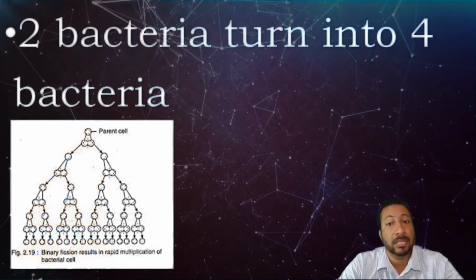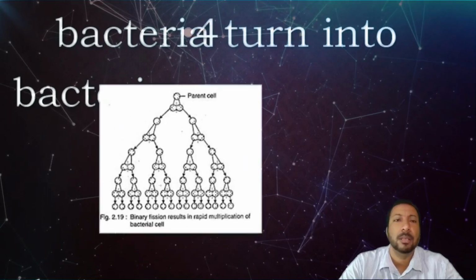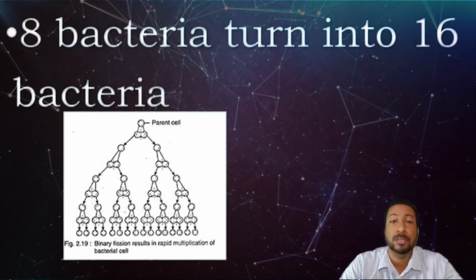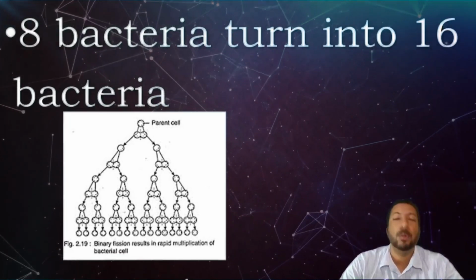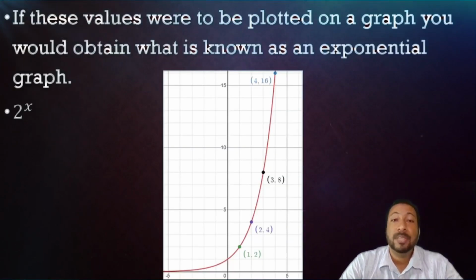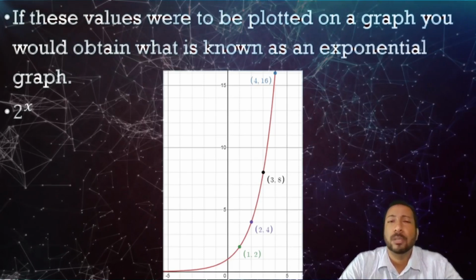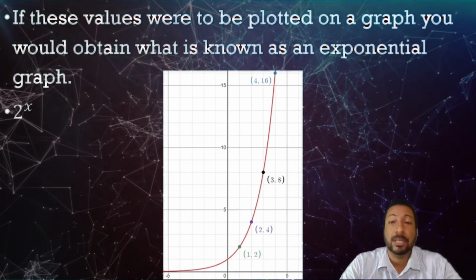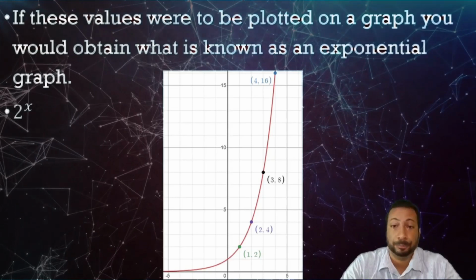Then, two bacteria turn into four bacteria. Four bacteria turn into 8 bacteria. 8 bacteria turn into 16 bacteria, and so on and so forth. If these values were to be plotted on a graph, you would obtain what is known as an exponential graph. Here, as you can see, it's 2 to the x power.